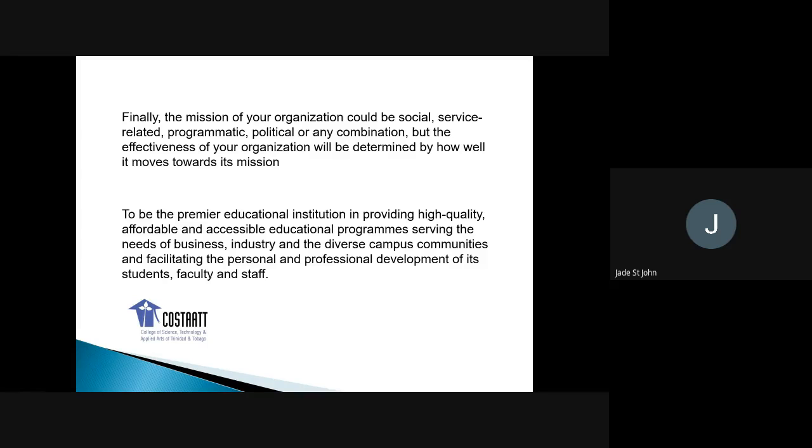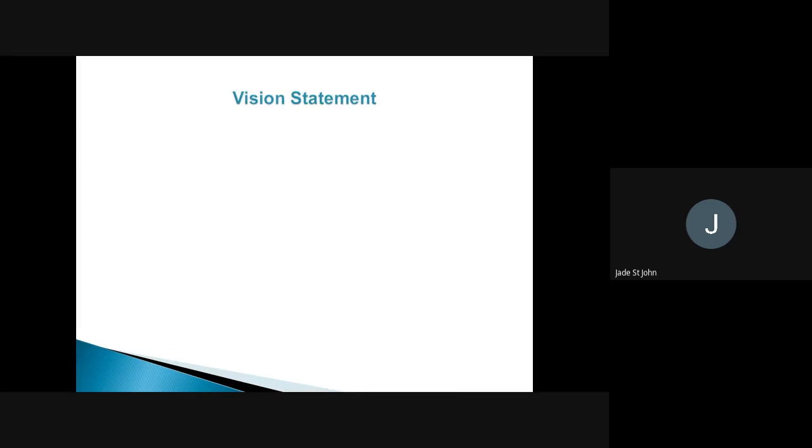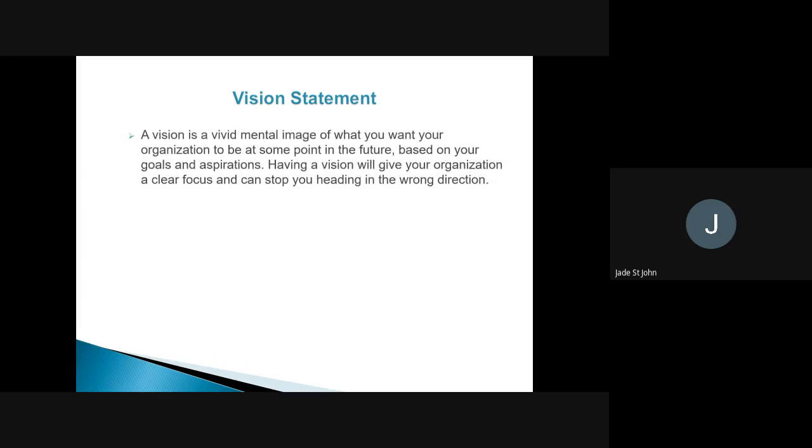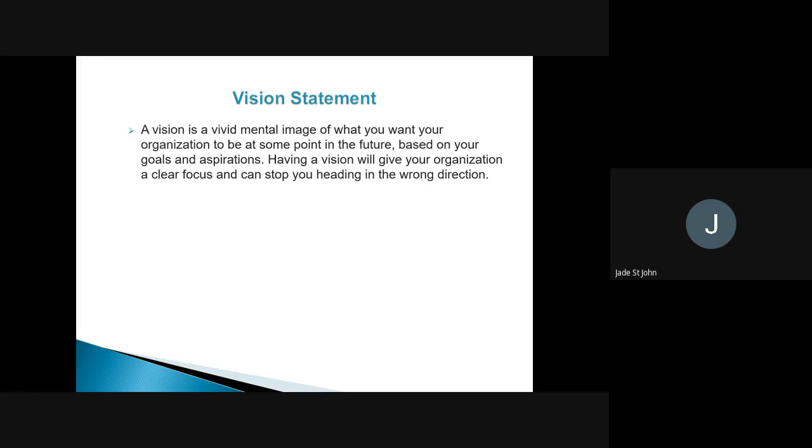So we know what a mission statement is and what it's supposed to look like. Now we move on to a vision statement. A vision is a vivid mental image of what you want your organization to be at some point in the future, based on your goals and aspirations. Having a vision will give your organization a clear focus and stop you from heading in the wrong direction.